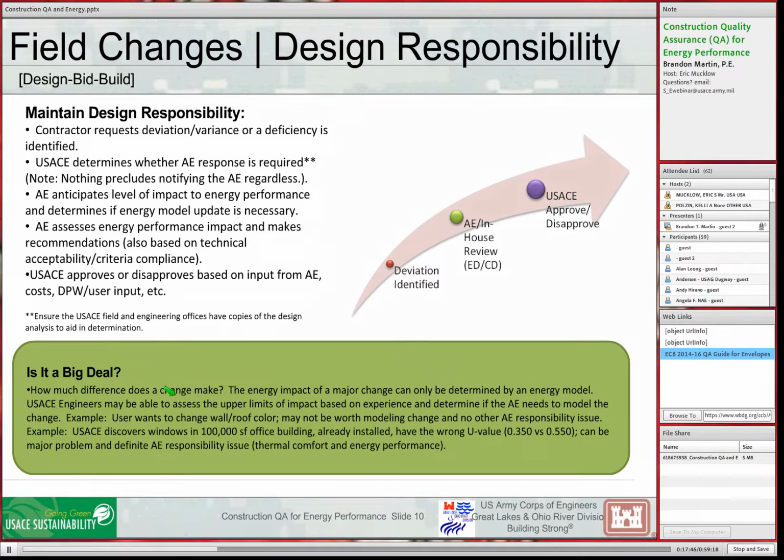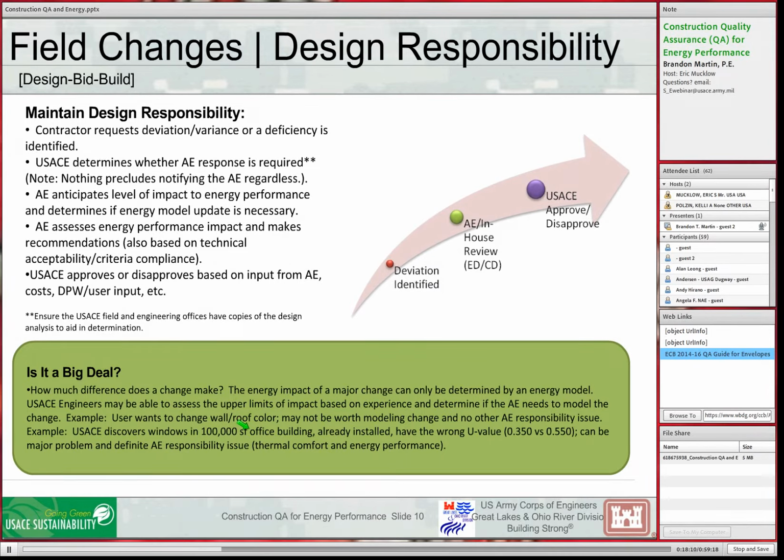So here's an example. What if the user wants to change a wall or roof color? That's not really going to make a lot of difference. I'll show you why in a second. But what if the contractor put in the wrong window type? He has the wrong U value for windows. That could be a pretty big deal. It not only can affect energy performance, but it could affect whether the HVAC system is going to keep you comfortable or not. So that stuff needs to be considered.